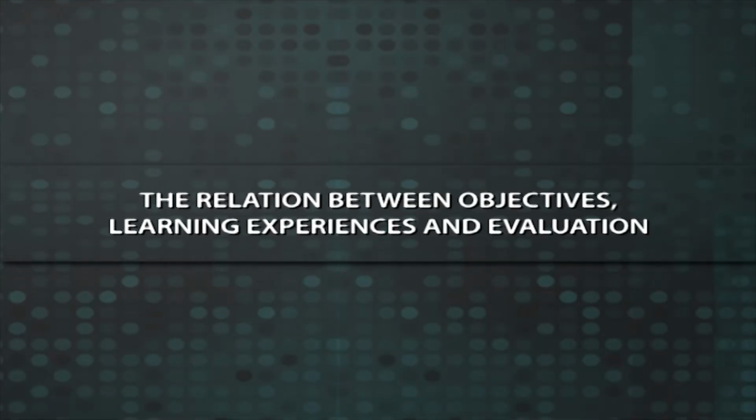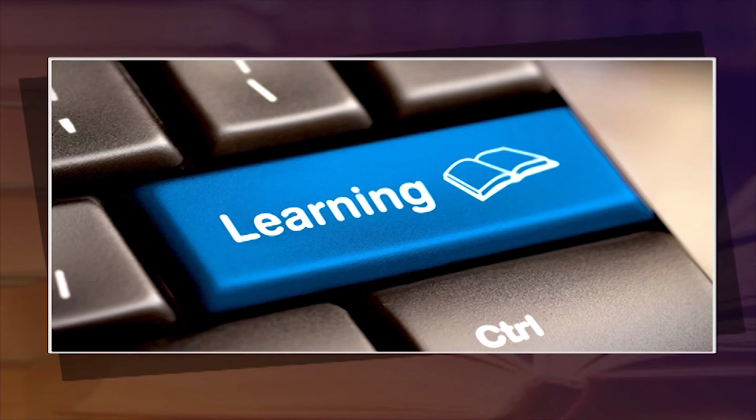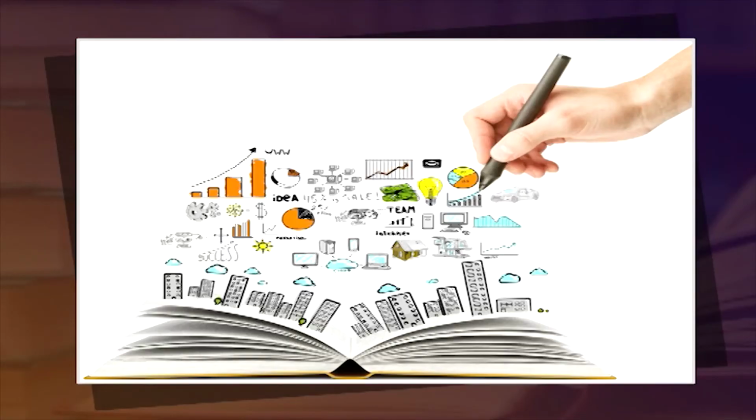The relation between objectives, learning experiences and evaluation. Instructional objectives, learning experiences and evaluation are three important terms used in education. We have already seen that objectives give direction to both instruction and evaluation, but if instructional objectives should become tangible or attainable, experience should be gained by engaging in appropriate learning activities. In other words, instructional objectives are attained by means of learning experiences. The extent to which objectives are attained through learning experiences is judged through the process of evaluation.